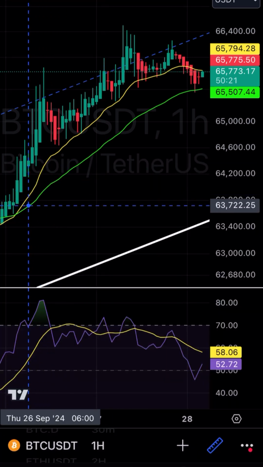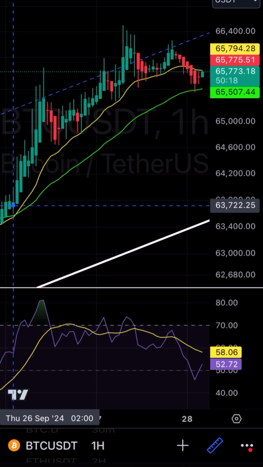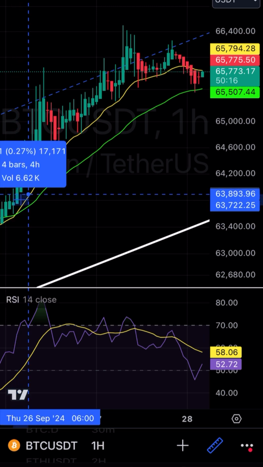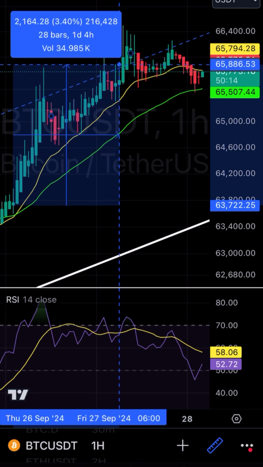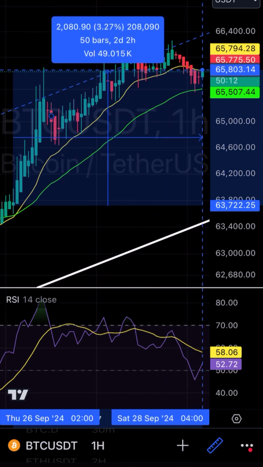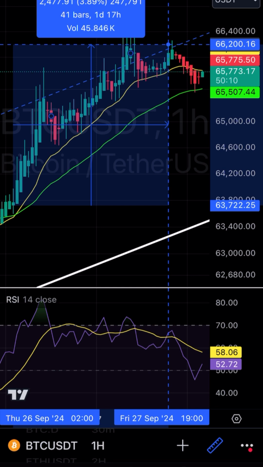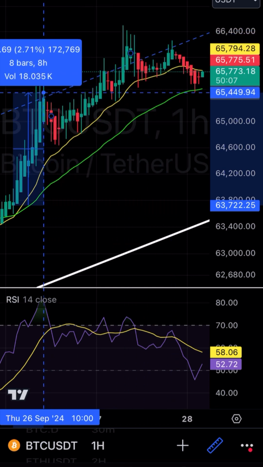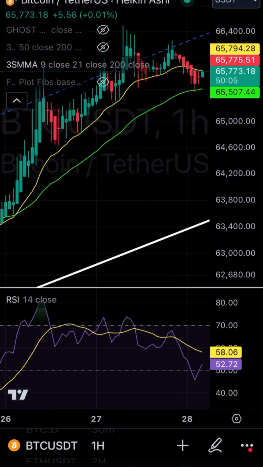For Bitcoin right here, we see that it crossed right here, and you could have ridden this on the hour. You could have ridden this entire thing out from here, or even all the way up to here at the end. You can get out anytime you want. You could have gotten out here, here, or here.